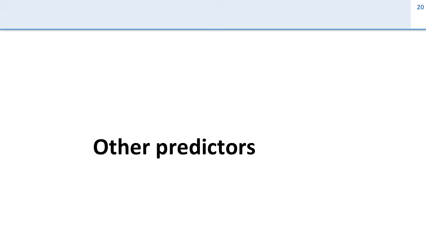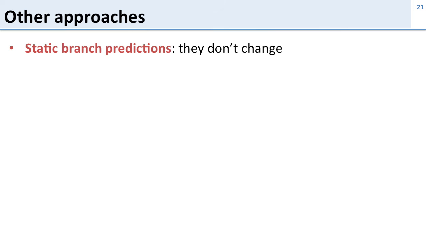So now we've seen the predict not taken branch predictor, and we saw that it didn't work so well. Let's take a look at some other predictors that we can use and see if we can find one that works a lot better. The predictors we're looking at now are what are known as static branch predictors. That is, they make a prediction for a branch and they never change it. So we're picking this once and we're keeping it static.